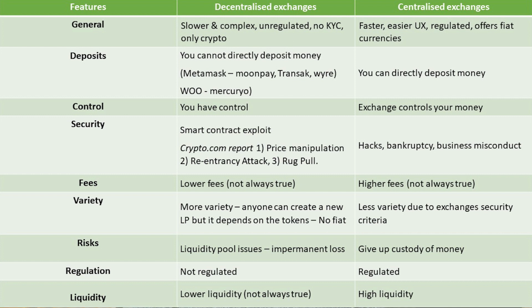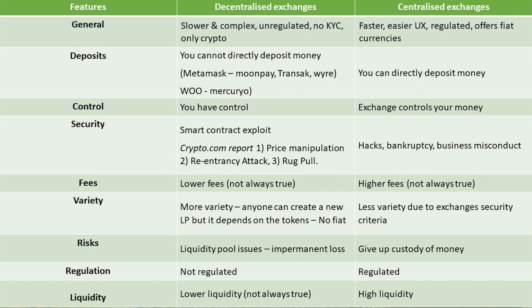From a crypto.com report, they talk about three main security points: price manipulation, re-entrancy attack, and a rug pull. On a centralized exchange, you have hacks, bankruptcy, and business misconduct, as we have seen with FTX. Regarding fees, normally on a decentralized exchange you have lower fees, and on a centralized exchange you have higher fees. Again, both of these statements are not 100% true all the time.